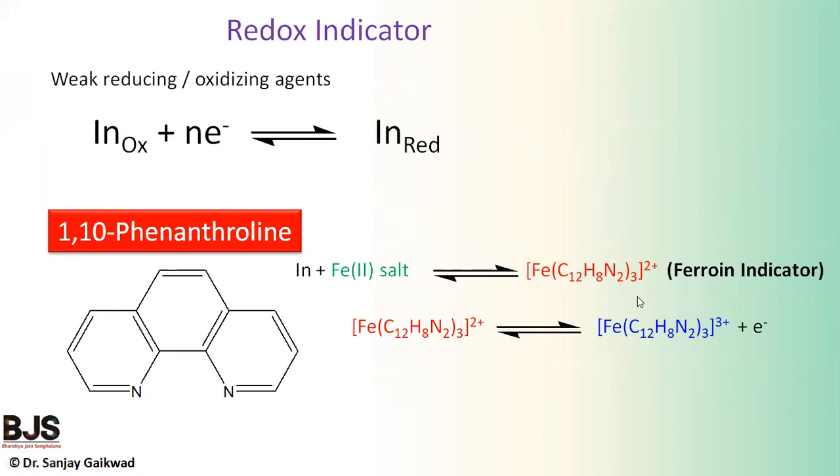Now initially it is a red color and then it is converted into the blue color after loss of 1 electron. Now in this way this indicator forms the complex with the Fe²⁺, and then we can use it as a redox indicator for this titration, and the color changes from red to blue.